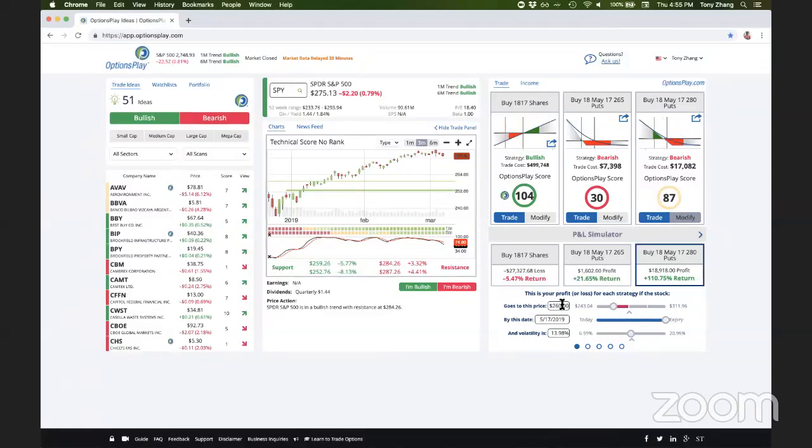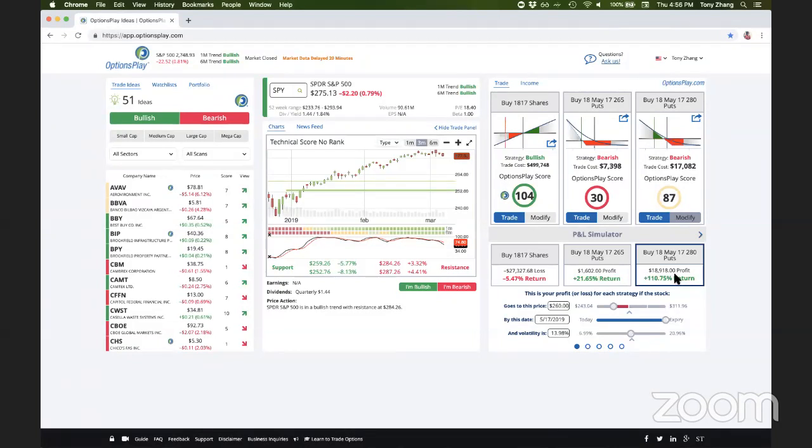So if you get a modest pullback of about 5% to 260, you're losing $27,000 on your $500,000 portfolio. That's a significant chunk of capital to be losing. And if you bought the catastrophic insurance, you make $1,600 of that $27,000 back. So a very small fraction of it.